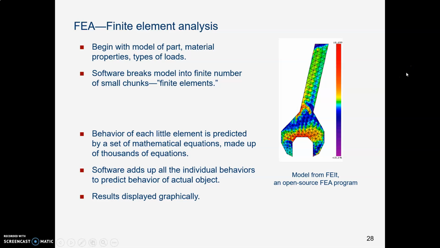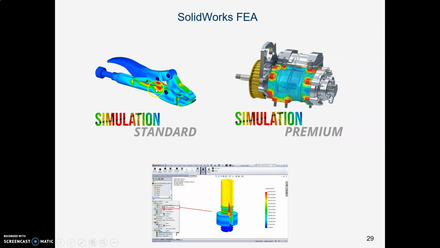Then it moves to the next section and it calculates the stress in that section, and so on and so forth. And then it puts them all together and gives you a readout. It gives you a report with a bunch of numbers, but it also gives you a picture where it displays the stress with color coding.